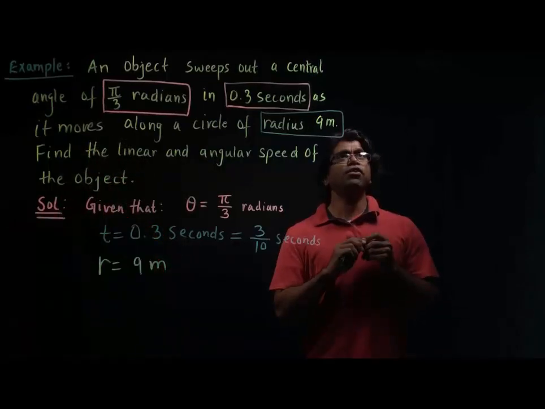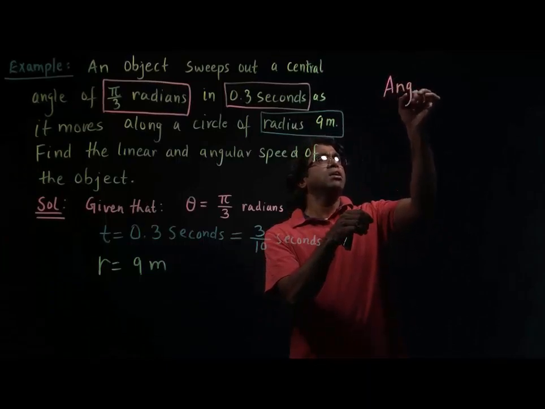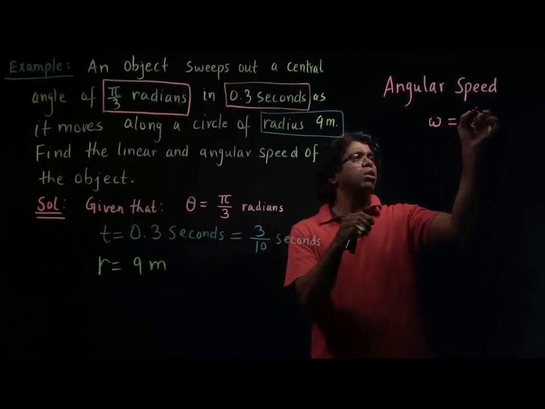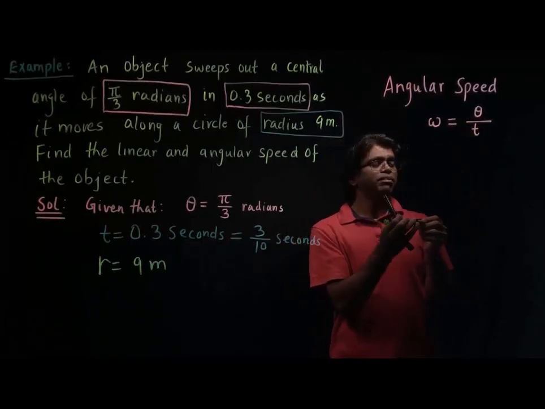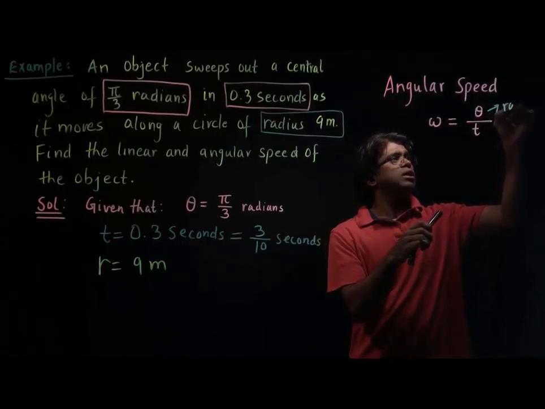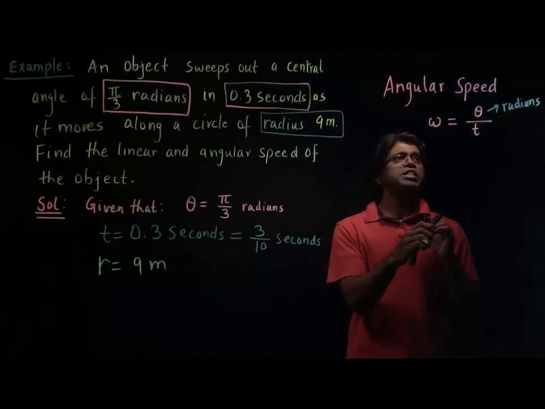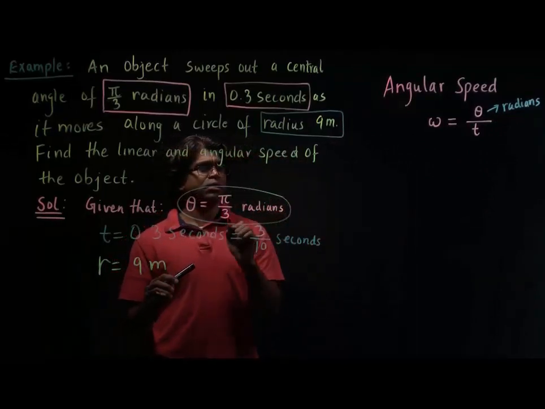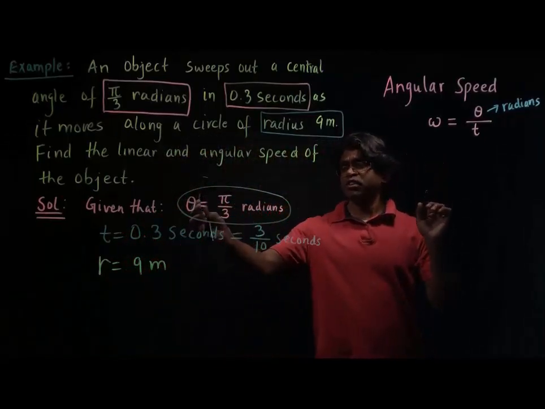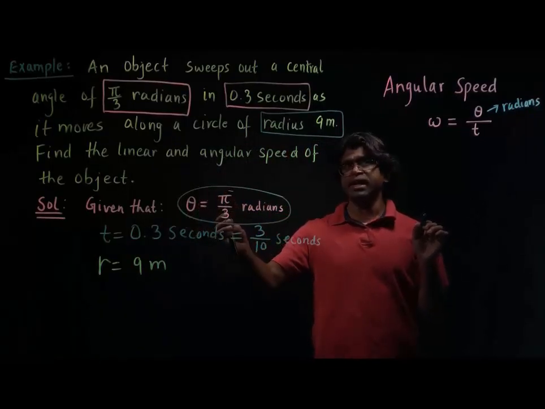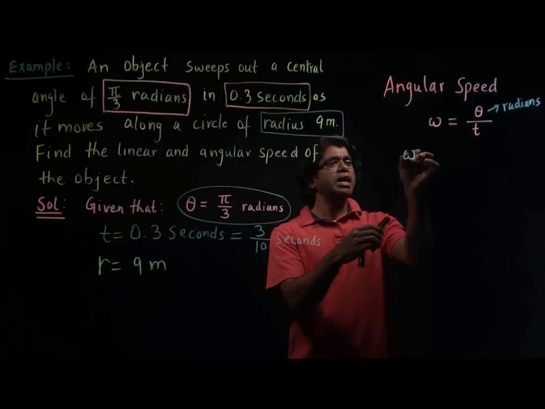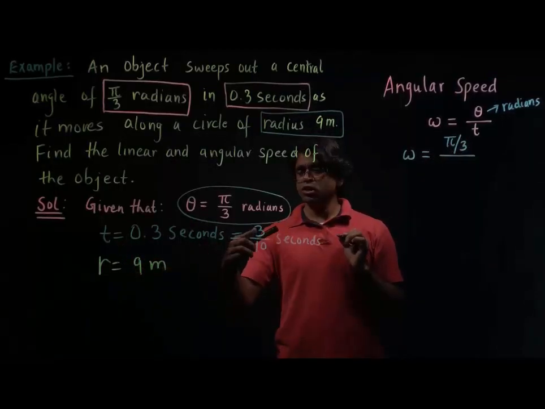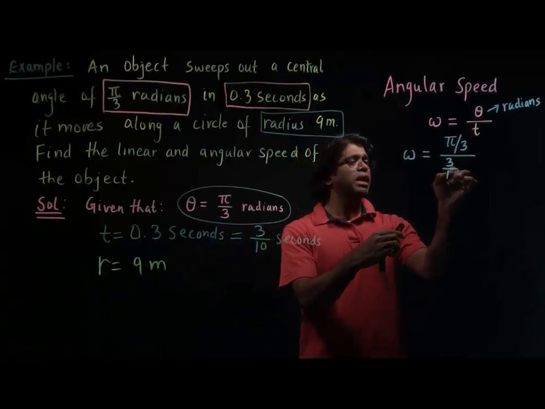If you remember, the formula for the angular speed was omega is equal to theta over t, where this theta, the central angle, should be in radians. Let's look at the question to see if the angle is given in radians. Yes, it is. So we can use theta is equal to pi over 3 radians. We write omega is equal to pi over 3 divided by time t, which is 3 over 10 seconds.